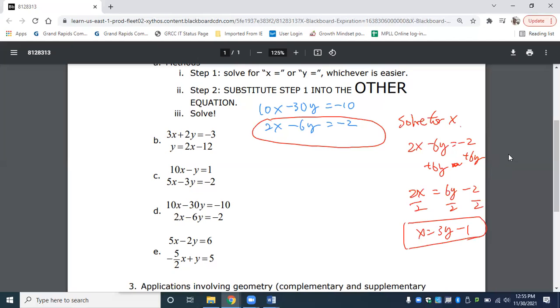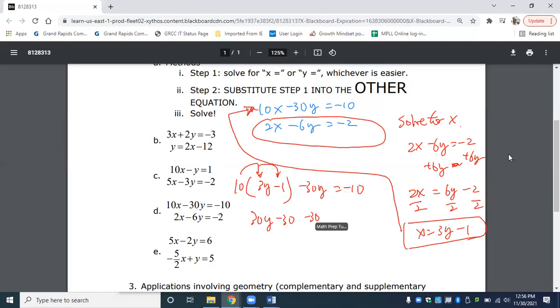So the first equation, we're going to take this and plug it right into here. So we get 10 times 3y minus 1, because instead of x, I can replace it with 3y minus 1, minus 30y equals -10. Distribute. I get 30y minus 10 minus 30y equals -10. Notice the 30y's cancel. So I get -30 equals -10, which is a false statement. Remember, when you get a false statement, it means there is no solution.